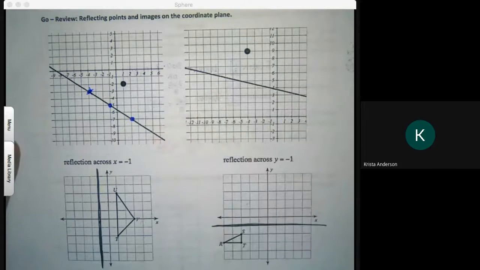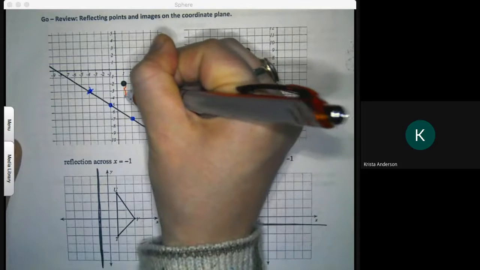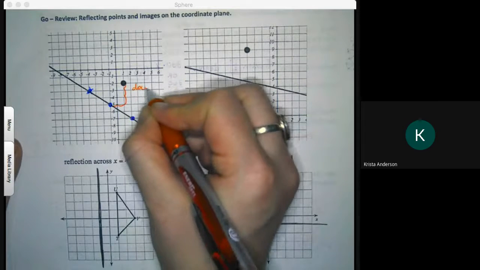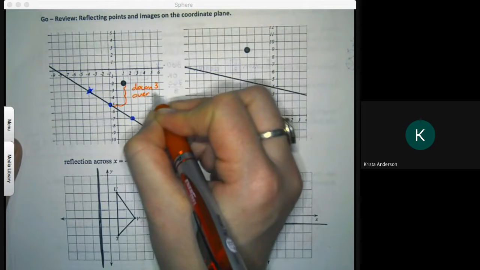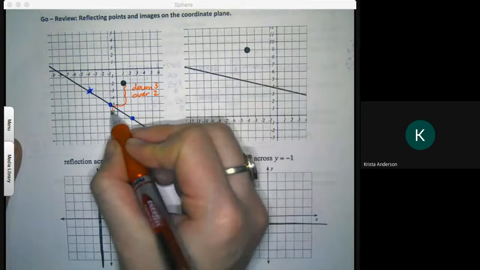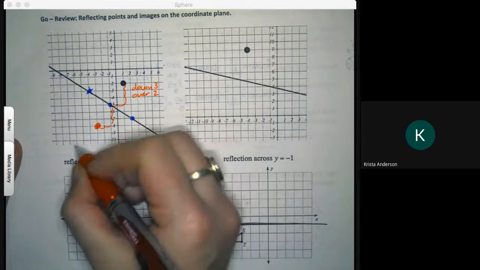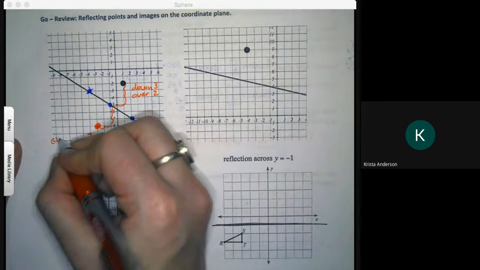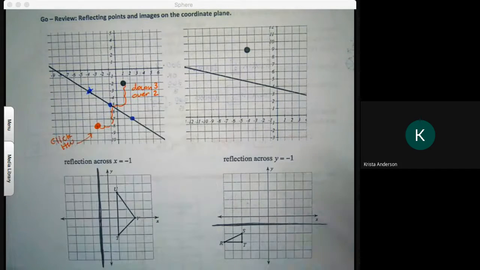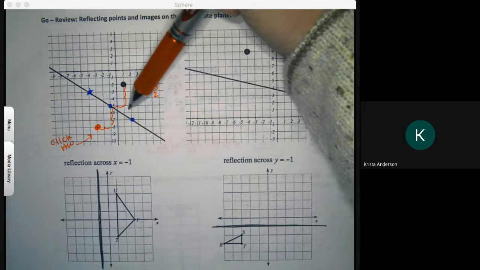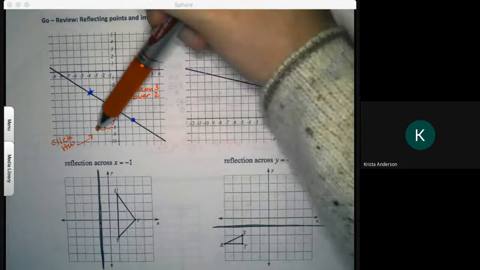So I'm going to count 1, 2, 3 over 2. I'm going to do it again. 1, 2, 3 over 2. This would be where you would click on your homework. That's the only point you would need to graph. You do not need to click any of the blue points. The blue points are what you would visualize in your head. You would only click that point right there.